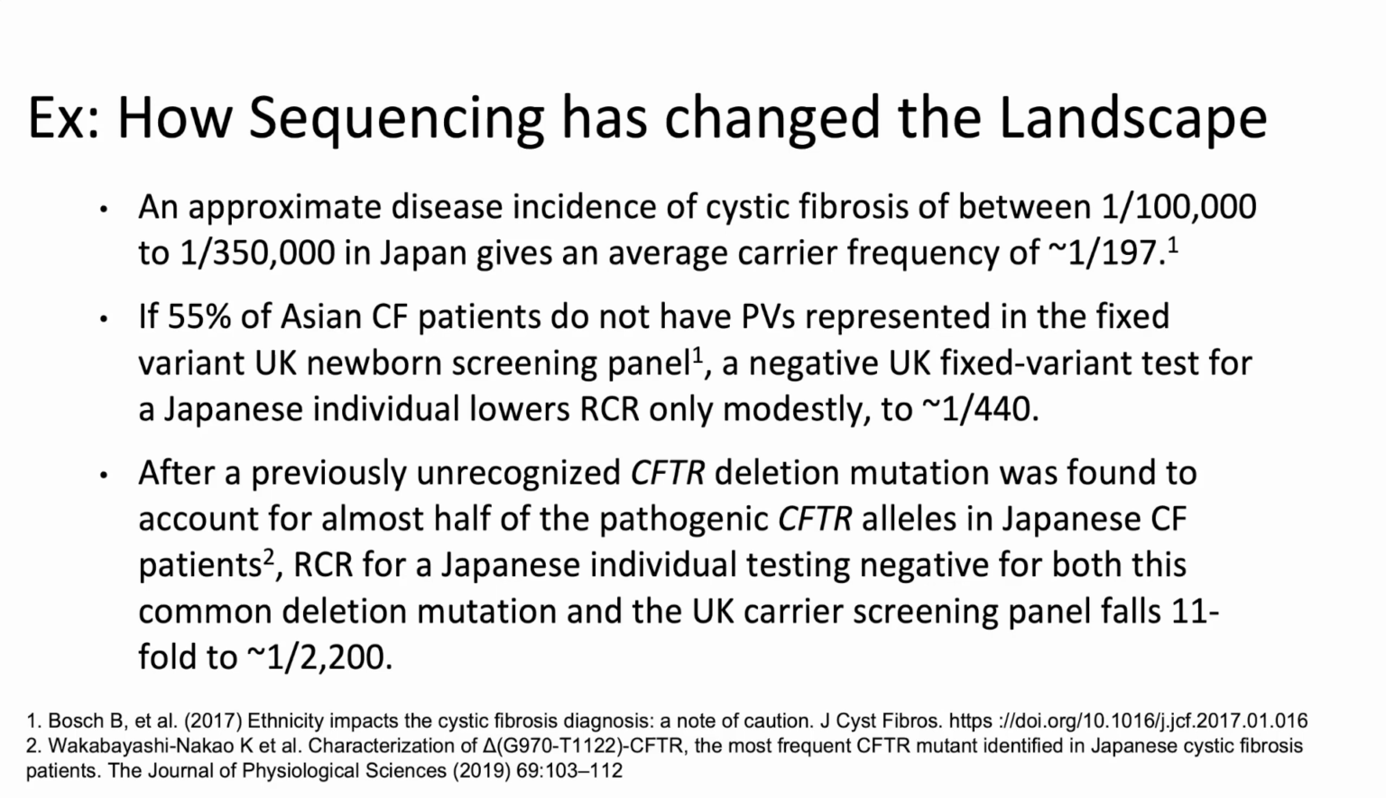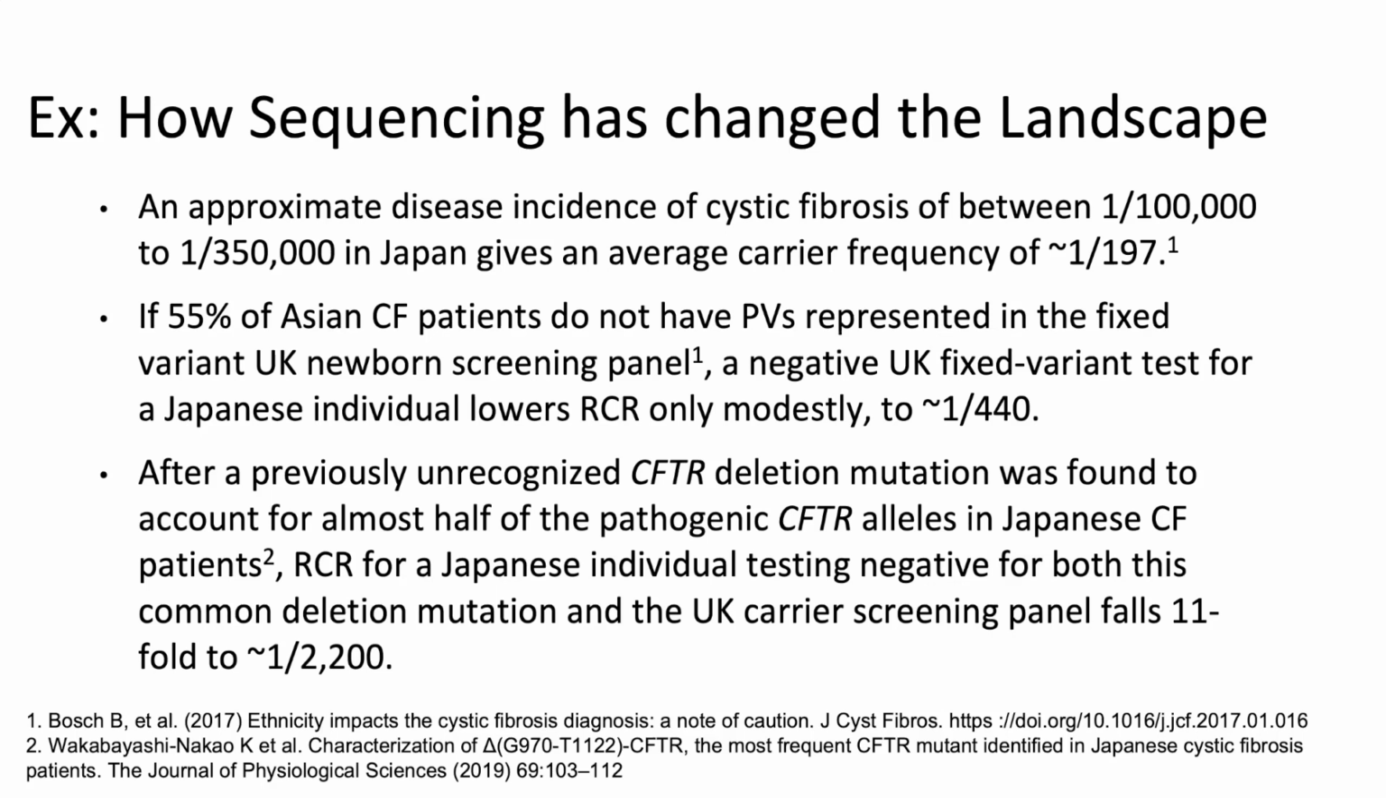If you now include that deletion mutation on a panel, a residual carrier risk for a Japanese individual testing negative for both this common deletion and the UK carrier screen falls 11-fold, to 1 in 2,200. So you can see that knowledge of what the variants are in the population so that you can test for them by sequencing has a huge impact.